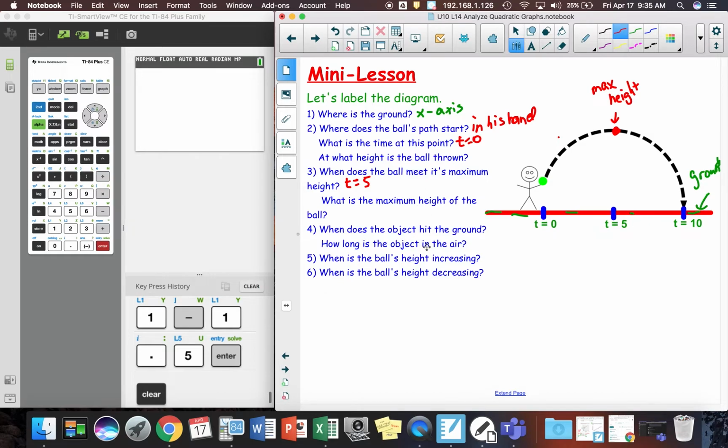When does the object hit the ground? So again, we take the same ball. I'll make another one here. We take this ball and we throw it. It goes up, goes back down. Remember, it hits the ground right here. This is our ground, the red line. So when it hits the ground, 10 seconds has passed. So t equals 10. How long has the object been in the air? It's been in the air for 10 seconds.